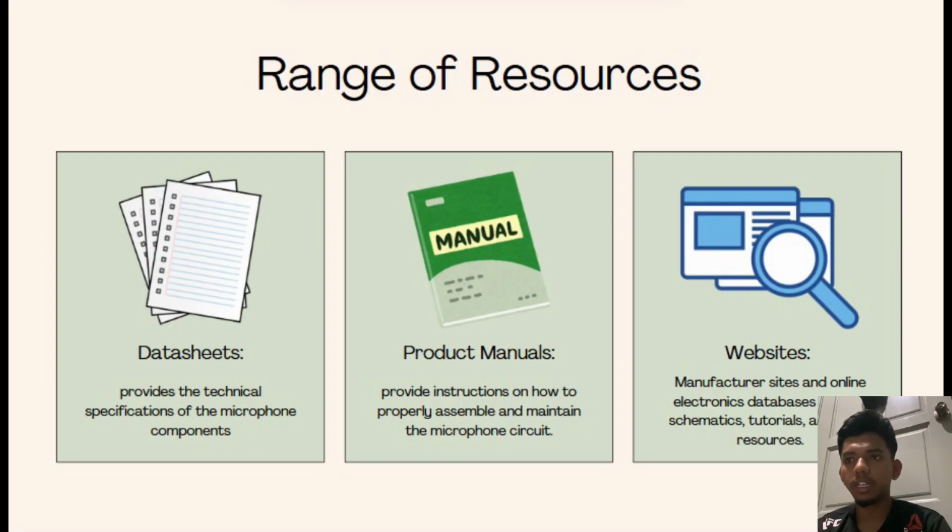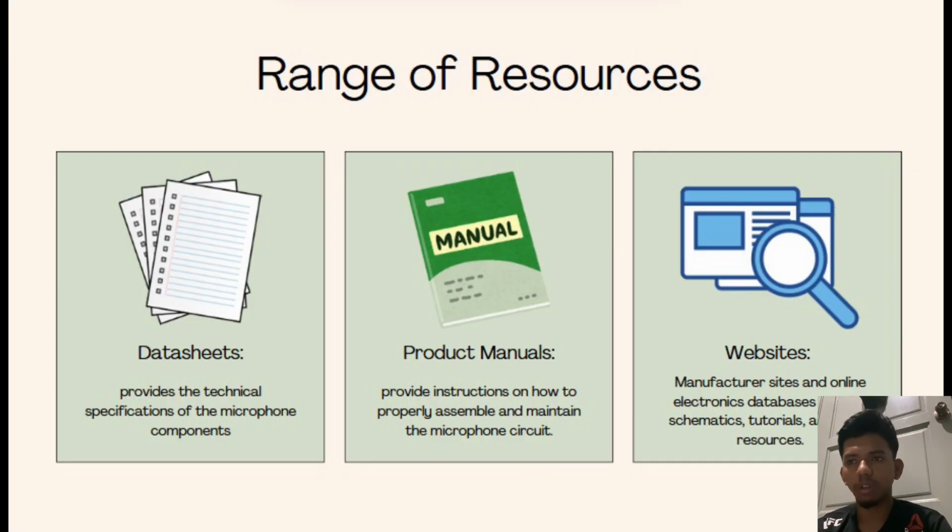The second one is product manual. What is a product manual? A product manual provides guidelines on assembling the microphone circuit and helps with the operation of the components in the system. It explains how to correctly assemble the components, avoid potential mistakes, and troubleshoot common issues during the boot process.